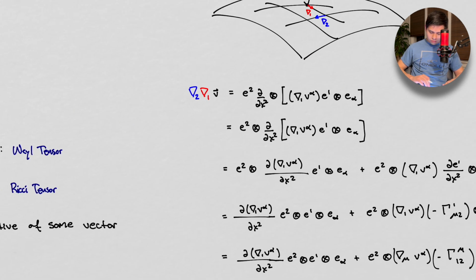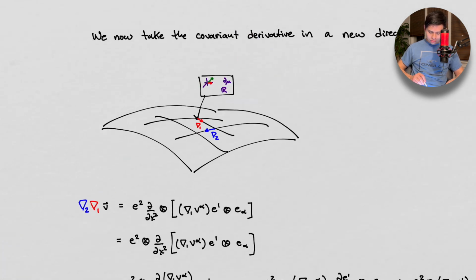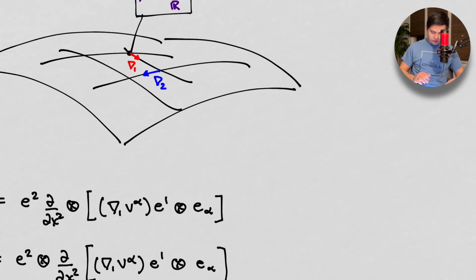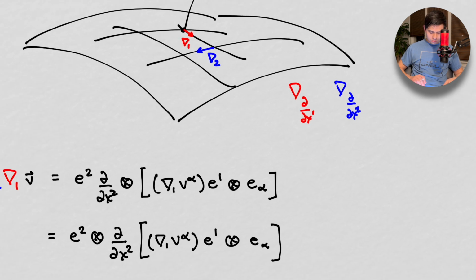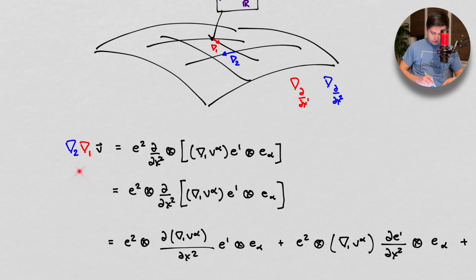Okay, so now we take the covariant derivative in a new direction. So we moved in this direction. Now let's move in the 2 direction. The 2 direction can be thought of as dx1, and then the blue guy dx2. Those guys are thought of again as vectors. This is a basis, and so that's why we can do this step right here. So we're moving in the 1 direction, then we move in the 2 direction.